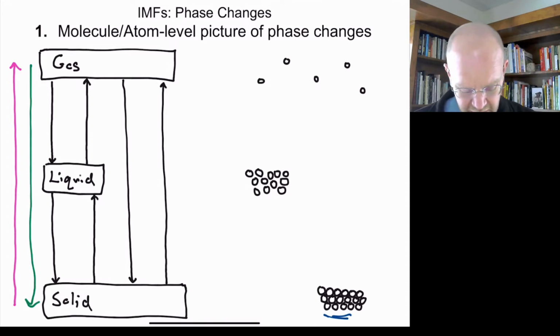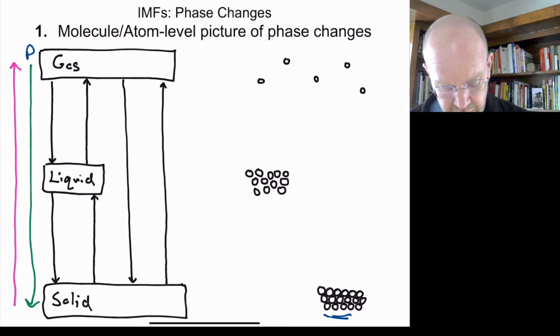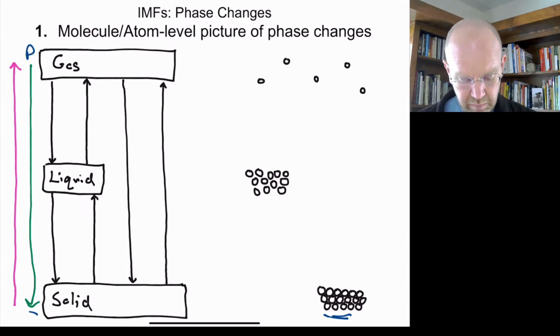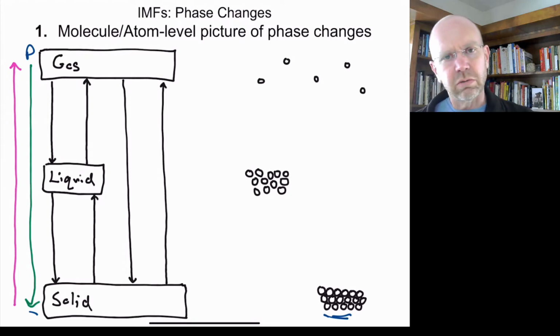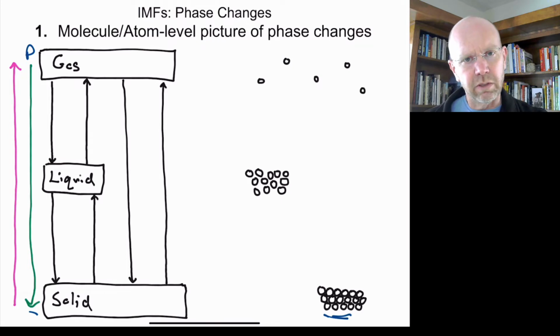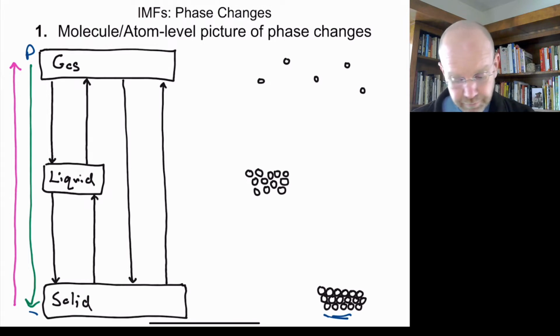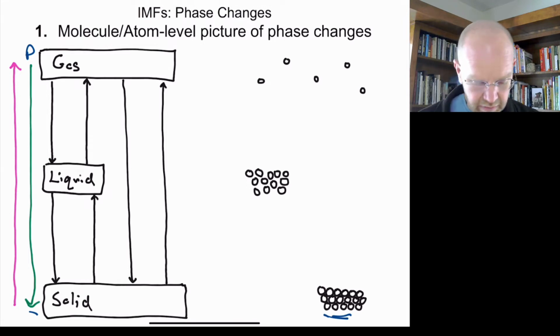And we tend to see solids when the pressure is high. So if this green line indicates pressure, as the pressure increases going down, when you add pressure to a gas, you force the atoms or molecules closer together, it'll eventually liquefy. If you keep adding pressure to a liquid, eventually you'll force the atoms or molecules even closer together into a rigid arrangement, and it will solidify. So increasing pressure will increase the likelihood that you have a solid for any given material you're talking about.